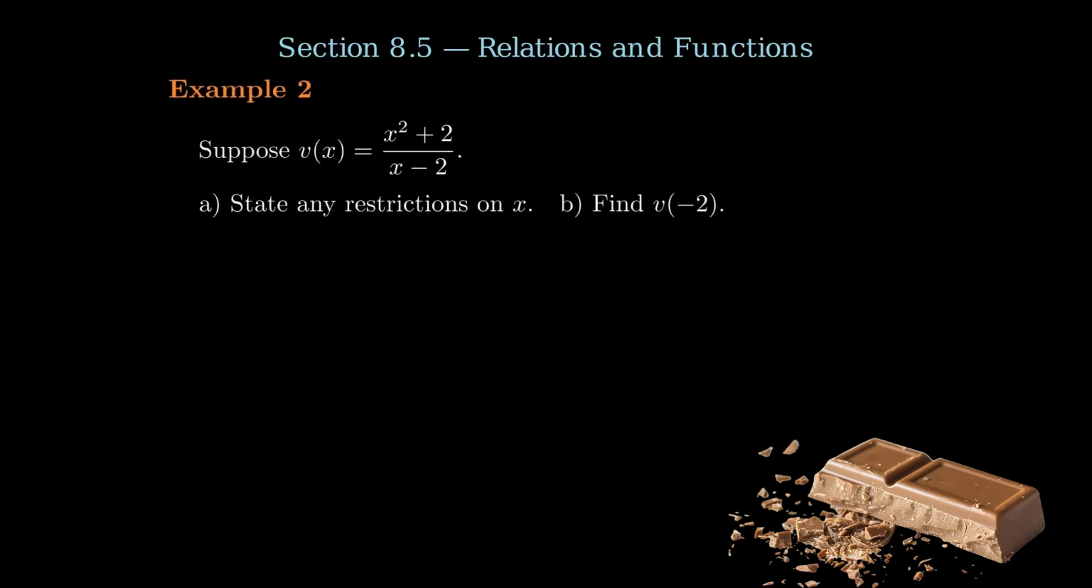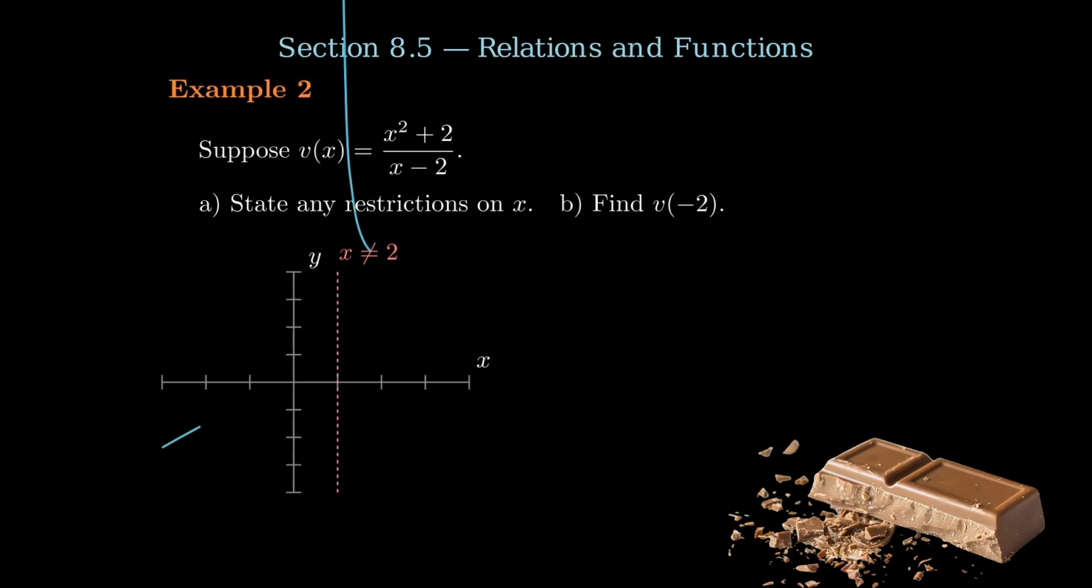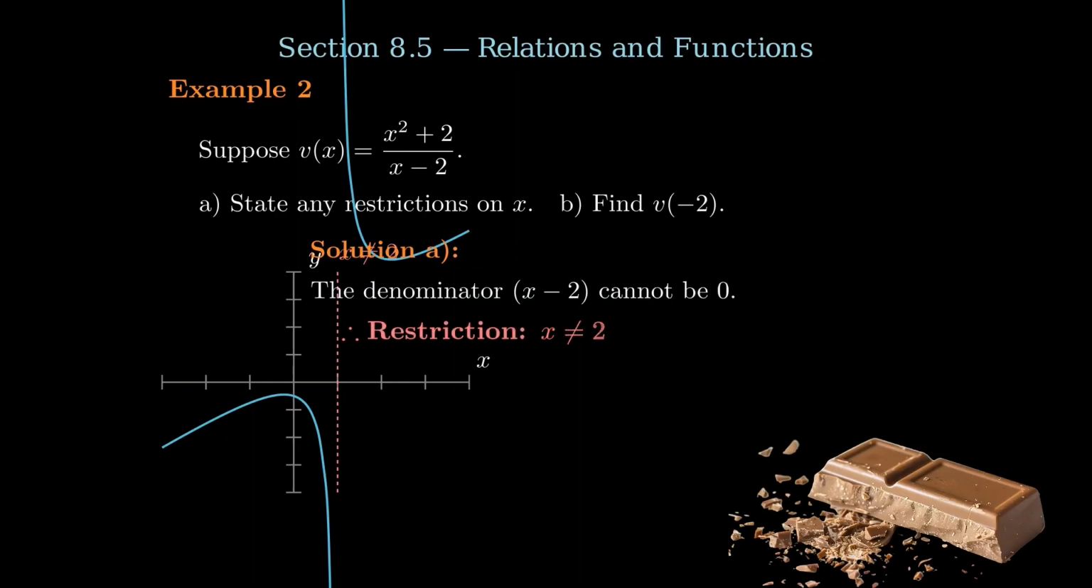Let's solve an advanced rational function problem. Suppose v of x equals x squared plus 2 over x minus 2. First, let's state any restrictions on x. The function is undefined when its denominator, x minus 2, is 0. So x cannot equal 2. Let's look at the graph of this function on the left to see the restriction.